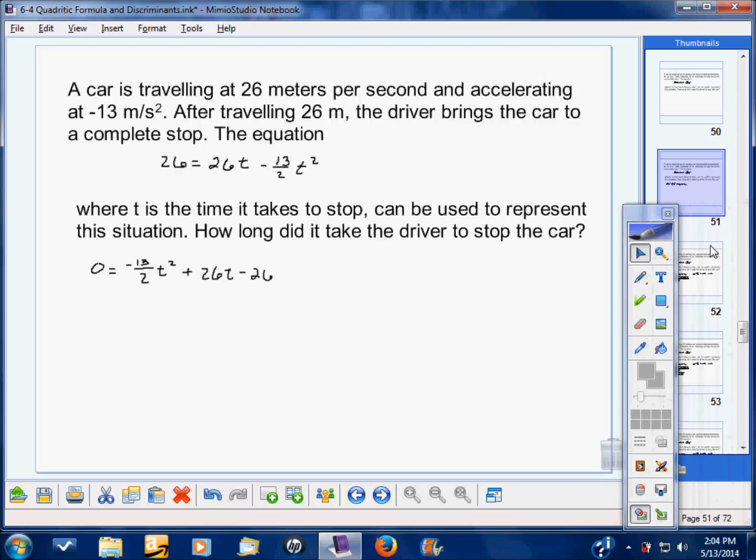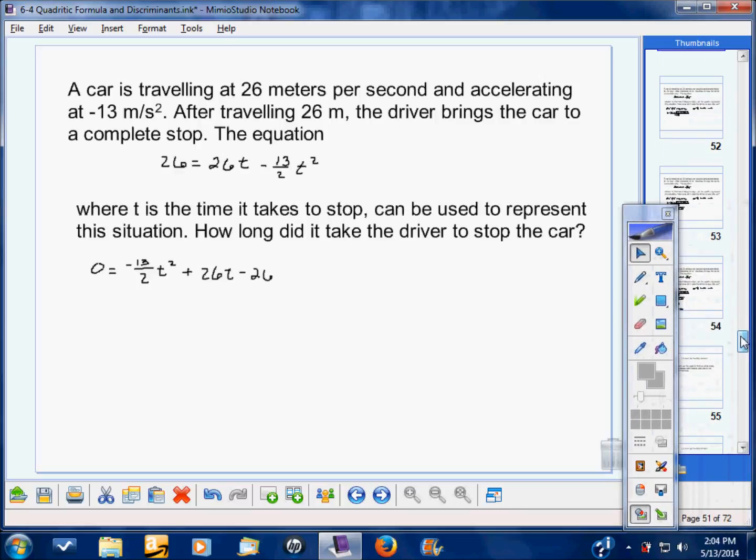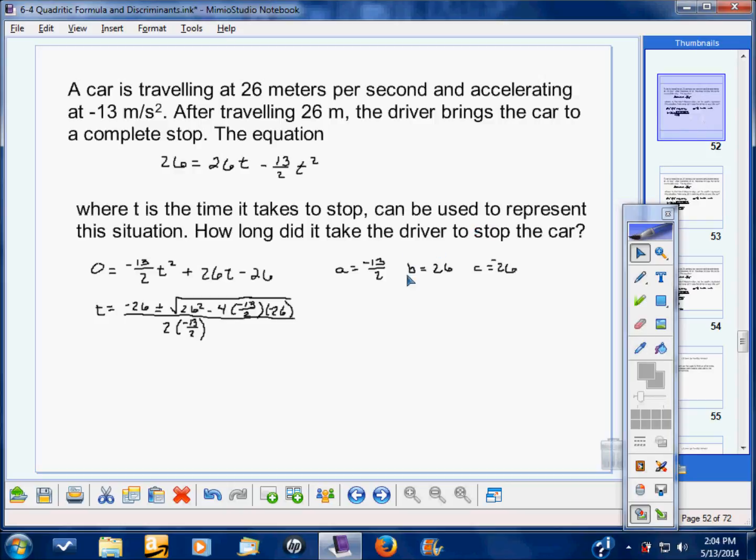Alright, so if you're solving it using the quadratic formula, we should identify A, B, and C. I know that this is a lot to come up all at once. A is negative 13 halves, B is 26, and C is negative 26. This is from yesterday. Then we plug all those numbers into the quadratic formula.